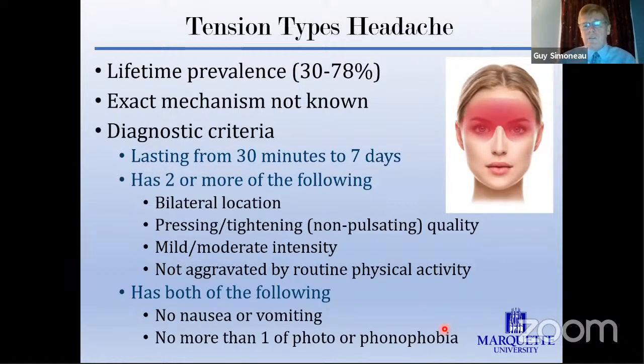I did not want to leave cervicogenic headache just there by themselves. So I feel a little bit compelled to talk about tension type headaches, because we need to be able to differentiate them. Tension type headaches are much more common than cervicogenic headaches, and the exact mechanism is not known, but the features are that it's more bilateral in nature. It's more in the frontal area of the cranium, and it has a pressing or tightening kind of quality to it, and it's not associated with physical activities. And it is different than migraine headache because you don't have the nausea or the vomiting or the sensitivity to light or the sensitivity to sound.